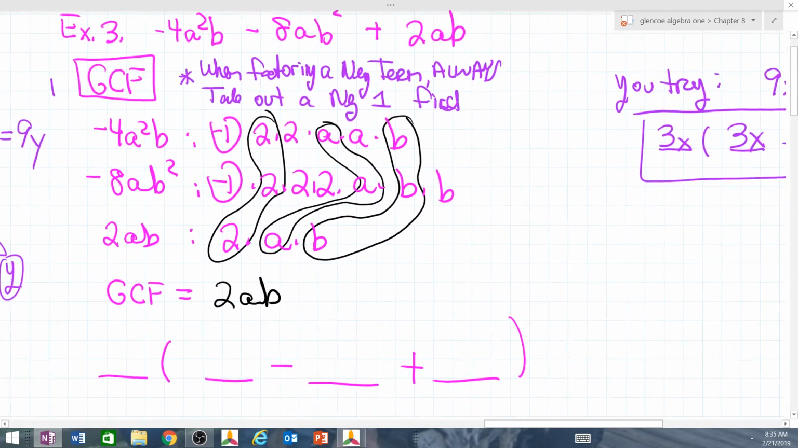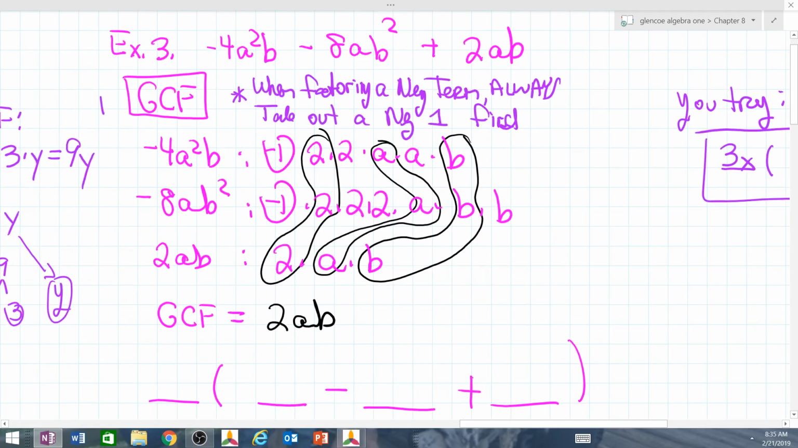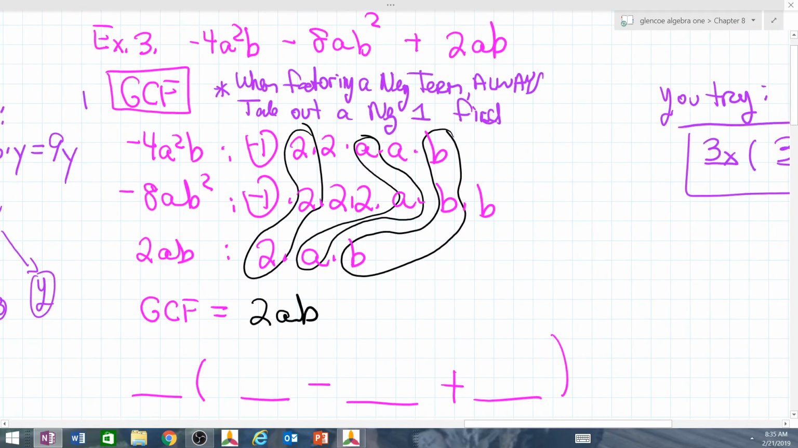So to factor this, everybody watch and look. The first thing I'm going to do is draw my parentheses. This time I've drawn 3 blanks because there are 3 terms in the original expression. If there were 4 terms, how many blanks would I draw, guys? 4. If there were 5, I would draw 5. If there were 2, I would draw 2. Good job. Now I take the GCF, which is 2ab, and I place it outside the parentheses on the blank. That's where the GCF goes, outside.